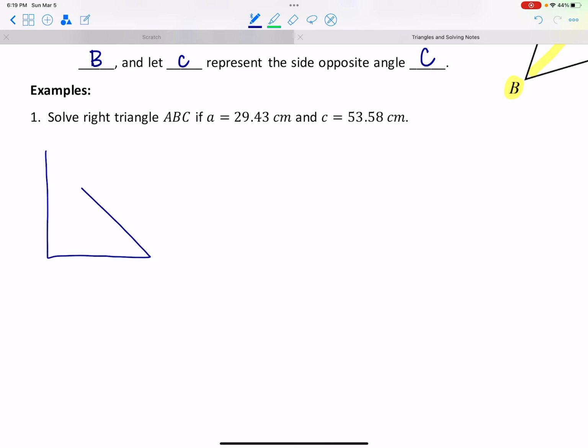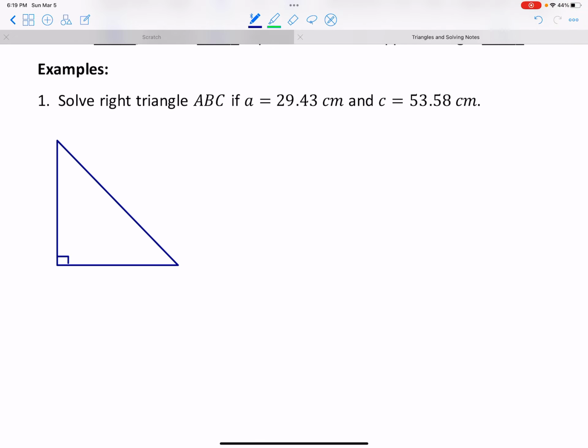And I have a nice little sketch tool that's going to make my triangle perfect. I bet you're wishing you had that. Okay, so here's my right triangle, A, B, and C. First I want to label my angles.